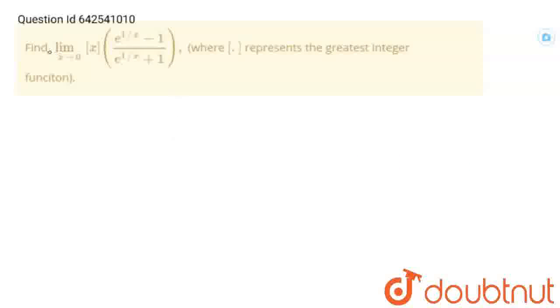Hello students, question is find limit x tends to 0, [x] times (e to the power 1 by x minus 1) upon (e to the power 1 by x plus 1), where this square bracket represents the greatest integer function. So let's solve this problem.